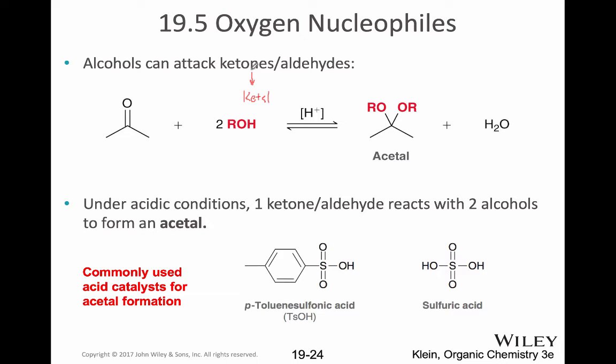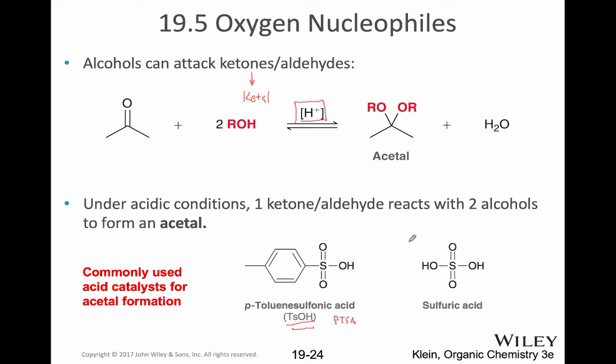And notice, what's really important here is that these reactions are almost always done under acidic catalysis, or an acid catalyst. The most common acids that we use for this are either para-toluene sulfonic acid, usually written as TsOH or PTSA. These are the two shorthand abbreviations for para-toluene sulfonic acid, or sulfuric acid.